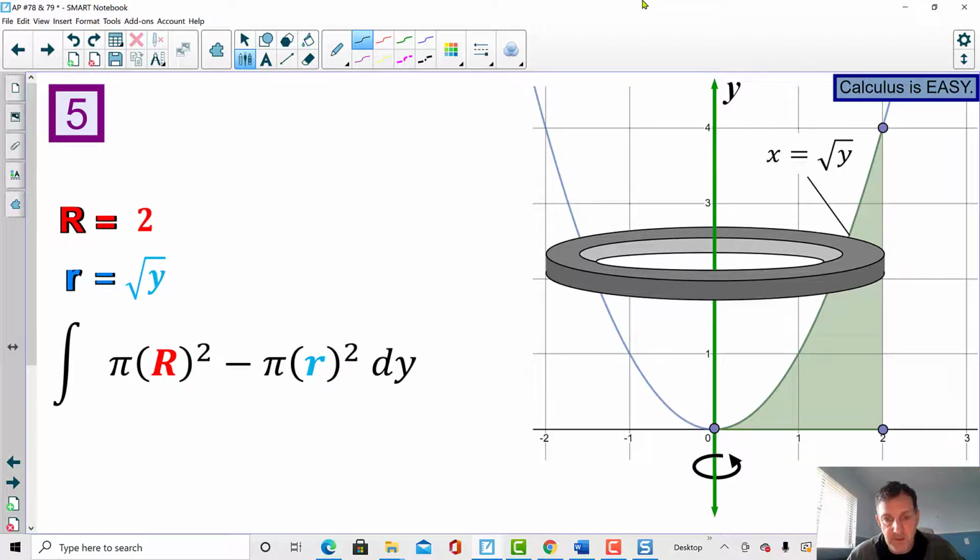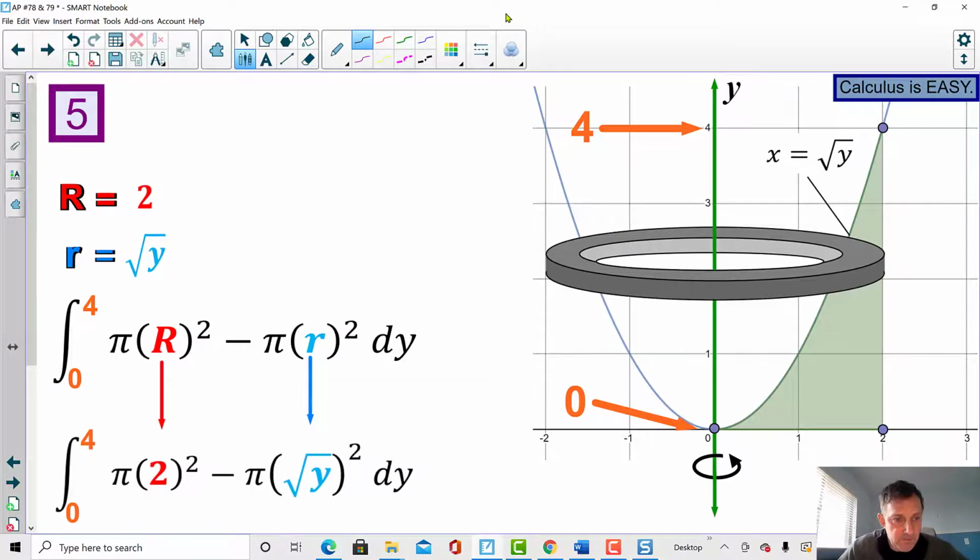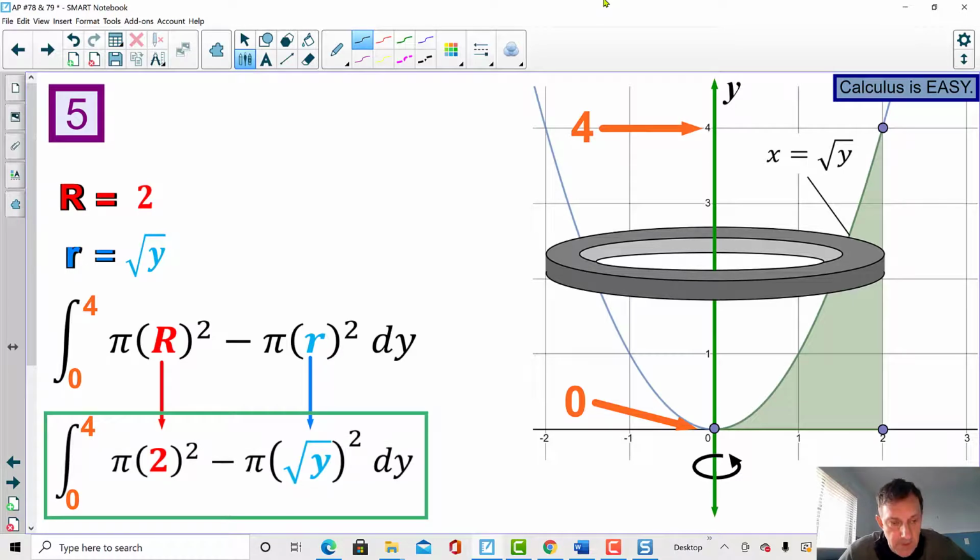And so we're going to want to fill in these washers from y equals 0 all the way to y equals 4. So those are going to be our bounds. We're going to go from 0 to 4. There we go, and we're pretty much done other than just plugging in the big R and the little r. Let's go ahead and do that. There we go. There's our final answer. The big R was 2, and the little r was square root of y. Let's go ahead and put a box around the answer. There we go, and now we're done. Let's go ahead and have a look at question 6.